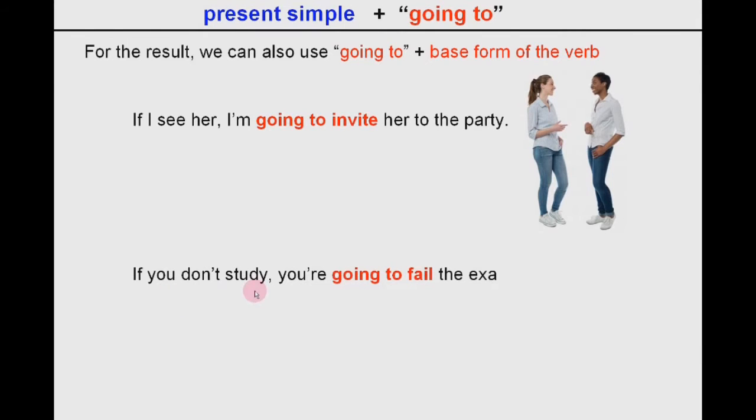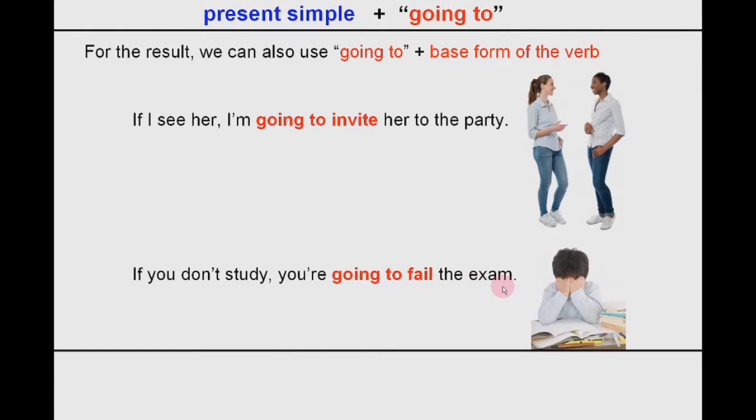If you don't study, you're going to fail the exam. You're going to fail the exam. And so this structure, going to, is slightly stronger than the future simple. When we use going to, we are emphasizing the result. We are concentrating more on the result.